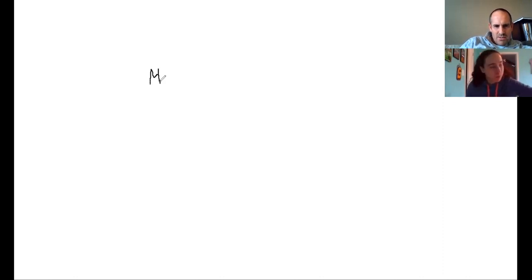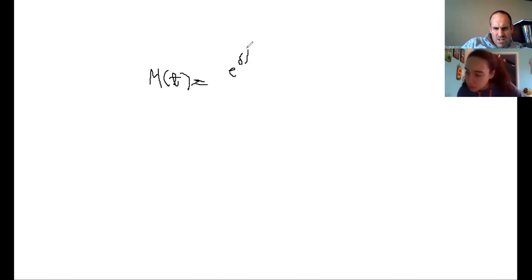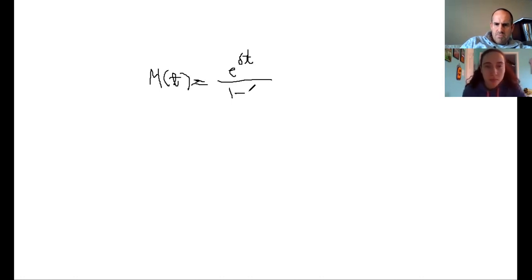So what was M of t? M of t was e to the delta t all over 1 minus theta t. That's almost kind of like what we had for the exponential. Remember the exponential was 1 over 1 minus t over lambda, but 1 over lambda was like beta. So this was almost exactly the same, but the price that we've paid is we have this extra exponential factor up here.